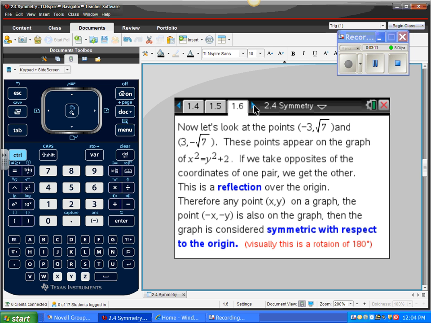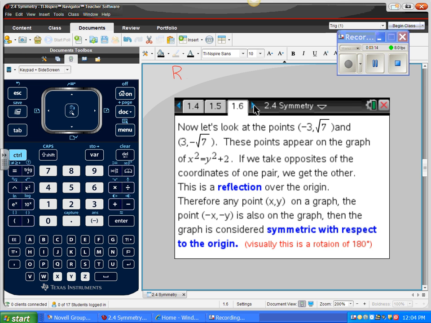So, recap. Reflection over the x-axis, okay? (x, y) becomes (x, -y). Reflection over the y-axis, (x, y) becomes (-x, y). And reflection over the origin, (x, y) becomes (-x, -y). Okay, so those are the three that you kind of have to have memorized. So you should have those down pat. And you guys learned that in geometry in 10th grade, so that shouldn't be anything new. Okay?